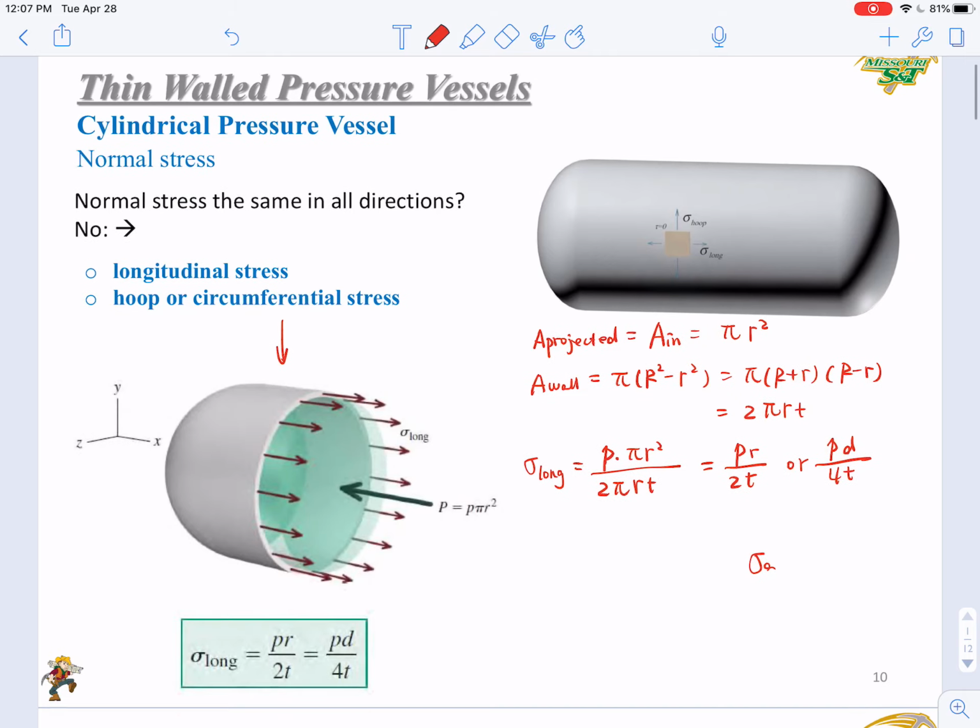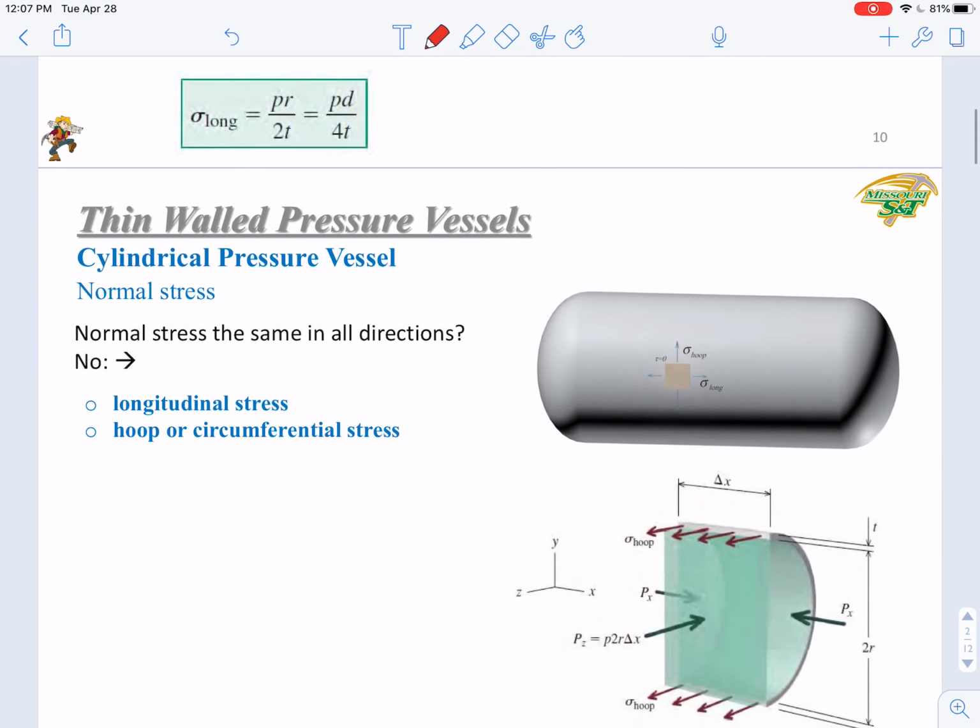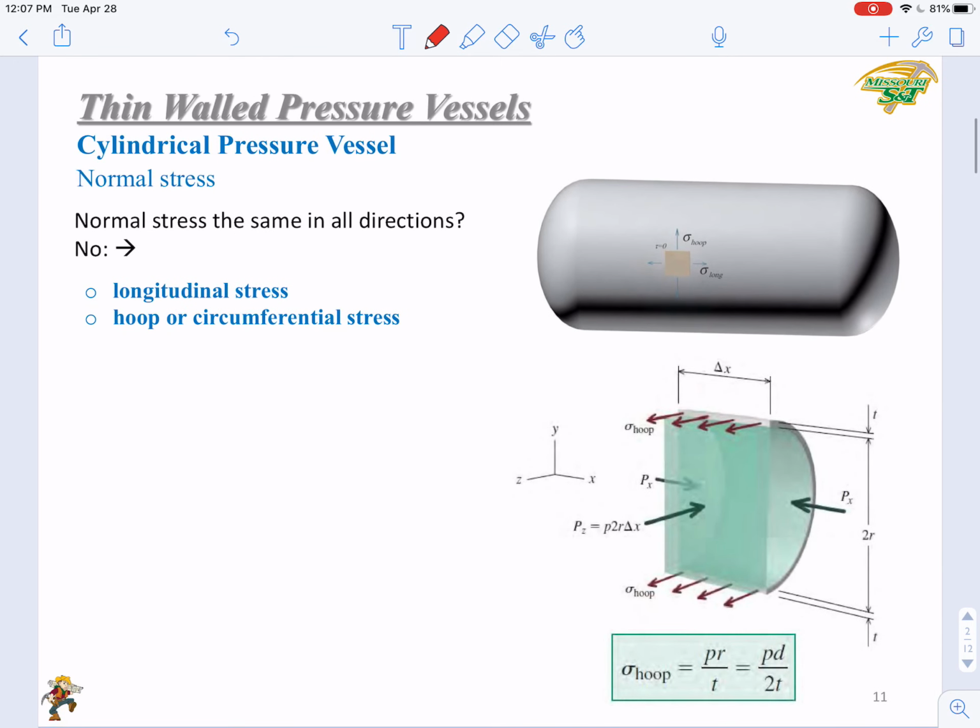Then how about the hoop direction? In the hoop direction, you have a different case. The hoop direction is sketched here. You can see that we just cut a section out of the vessel, and the length of this section is delta x. Then let's ask the same questions. What is the projected area in this case? The effective area that the pressure is applied on.